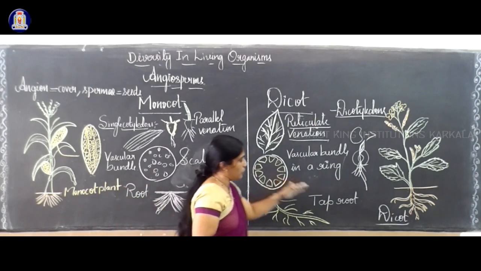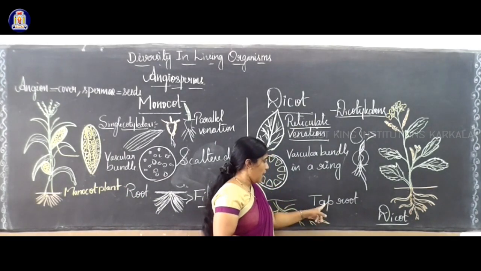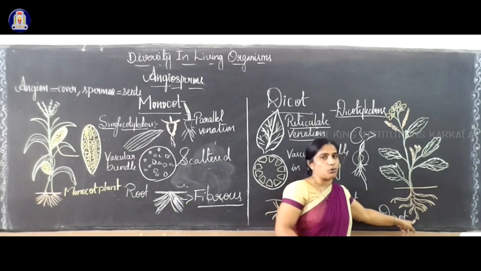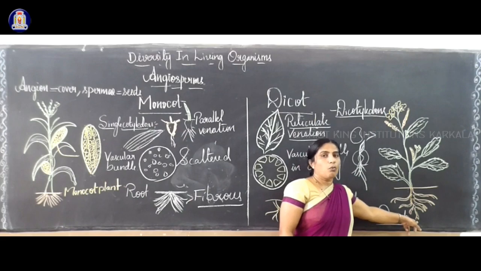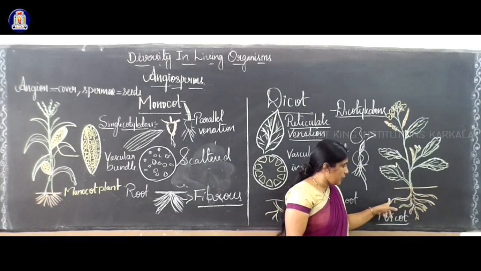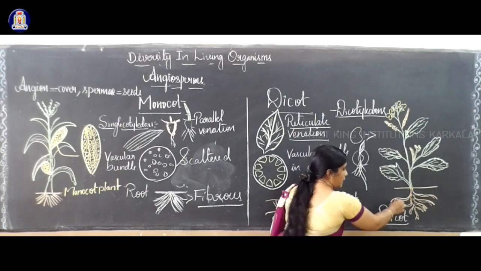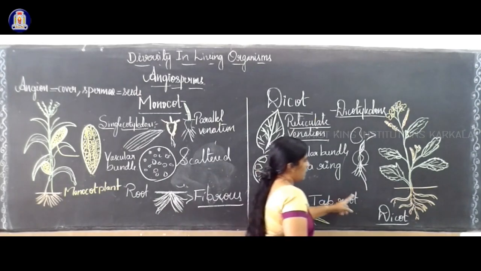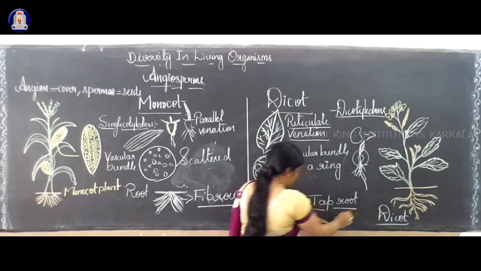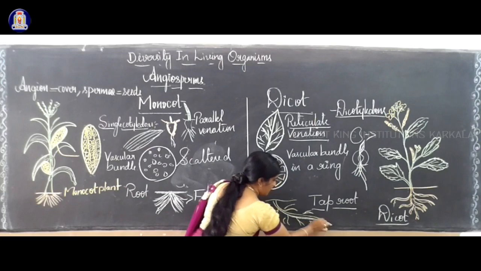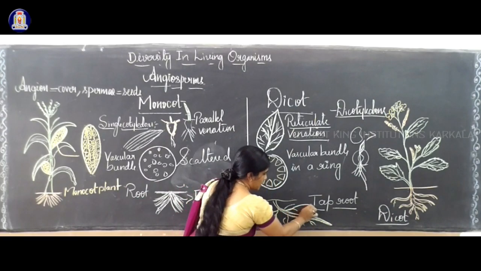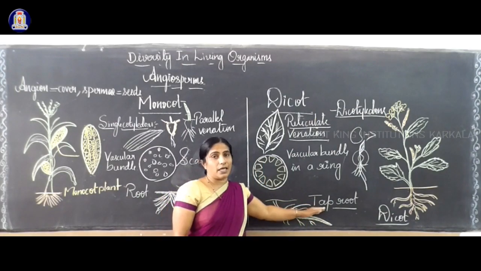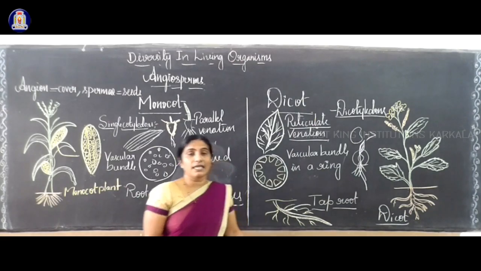While if you come to tap root, one deep root will be there, it will grow deep into the earth to absorb water, minerals, etc. There is a primary root and a secondary root, again a tertiary root. So there are different types of roots present in the tap root. So that's why they are called tap root. One deep root will be there, primary root, secondary root, tertiary root, etc. All this is present in the dicot plant. The reason we can say it is tap root.